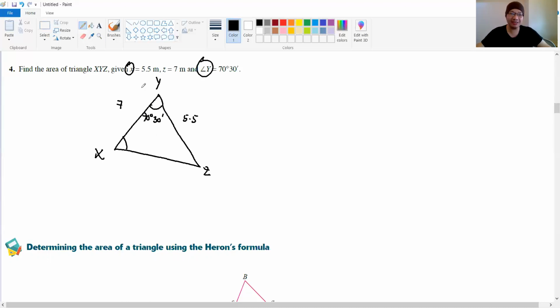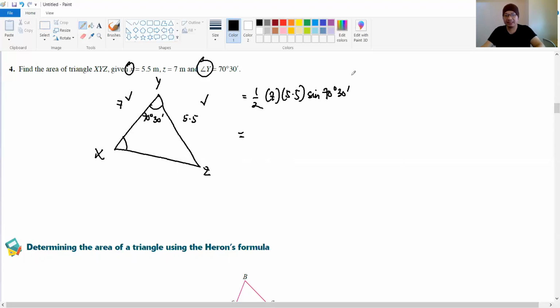It's easy because we got the length on the left, on the right, and the angle in between. It's a V shape, right? Again, we got a length on the left, a length on the right, and in between of them we got the angle. So apply the formula straight away. Area equals 1 over 2 times 7 times 5.5 sine 70 degree 30 minute.